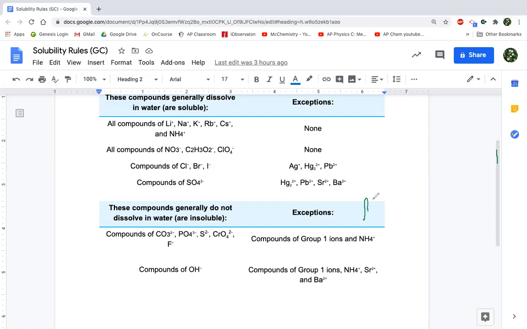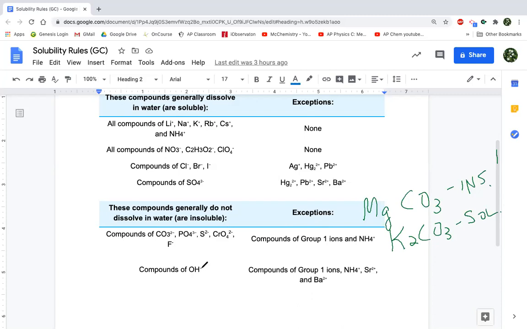So if we have magnesium carbonate, it's a carbonate. It's not in our group 1 or ammonium list, so this would be insoluble. But if we had potassium carbonate, it's a carbonate. However, it's a group 1 ion, the potassium ion, so this is soluble.